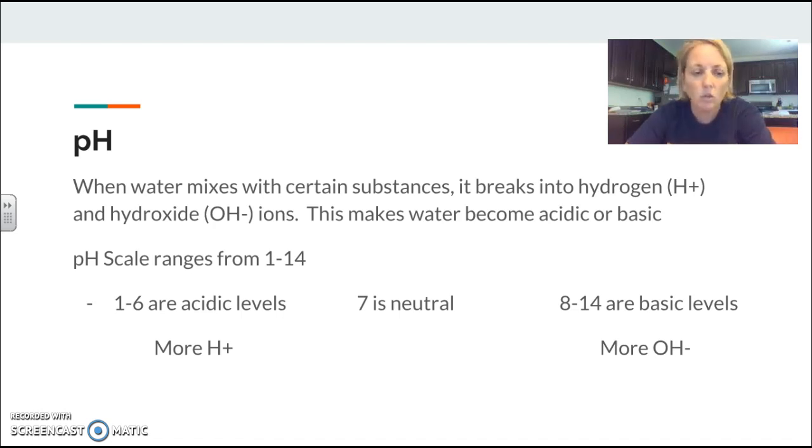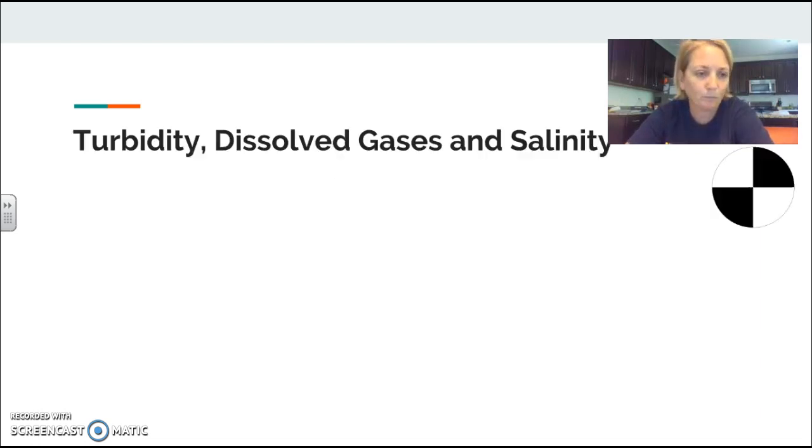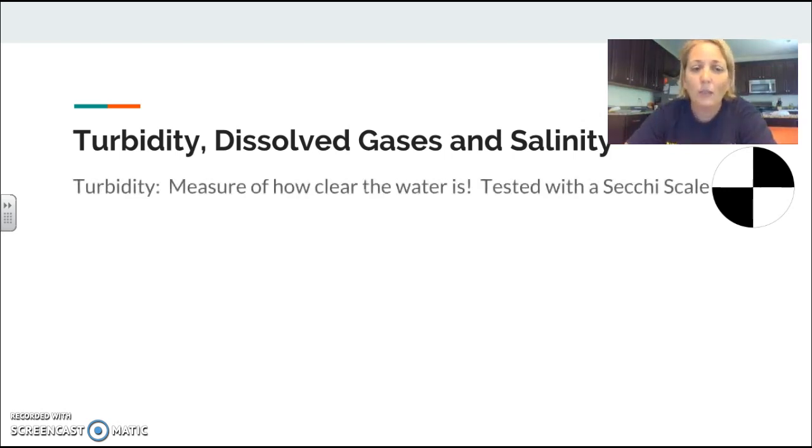All right, and when you are not at a neutral 7, organisms in the water can't function like they're supposed to because of those acid or basic levels. So turbidity, dissolved gases, and salinity, we're going to talk about those 3 on this one slide. Turbidity is basically how cloudy is the water, all right, how clear is it, and I'm going to talk about that little black and white disc here in a minute.